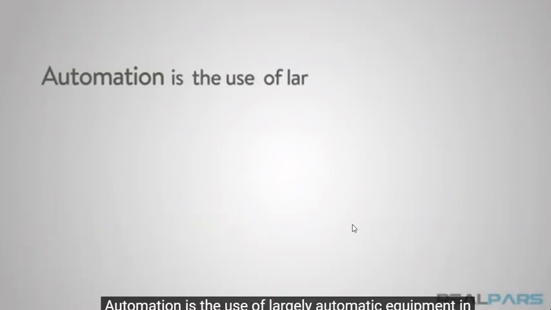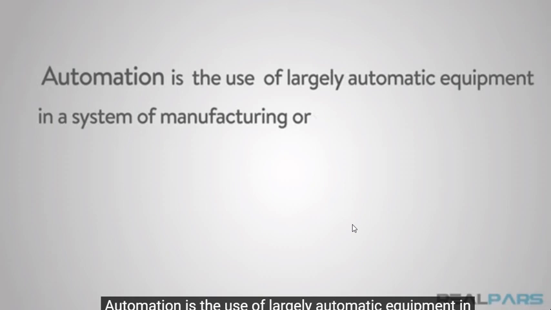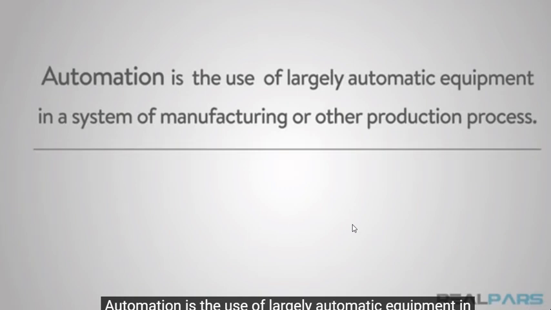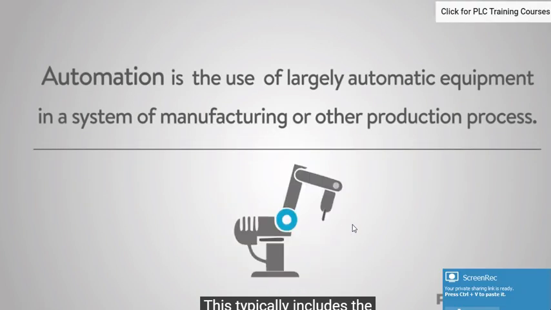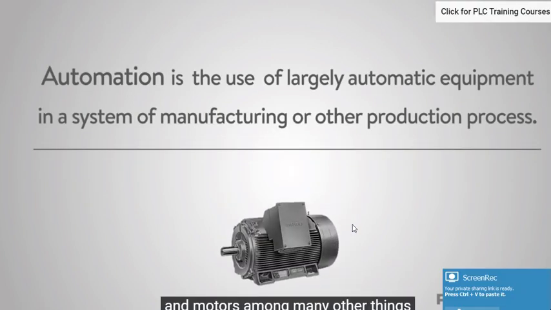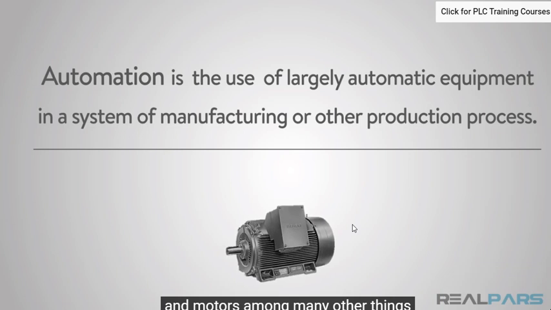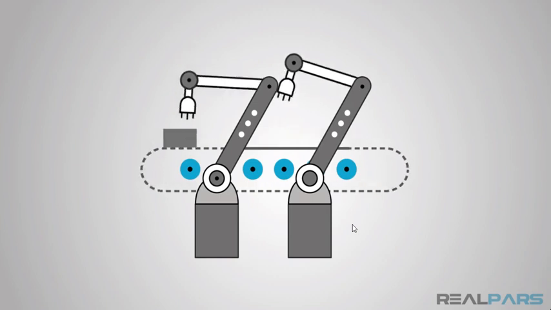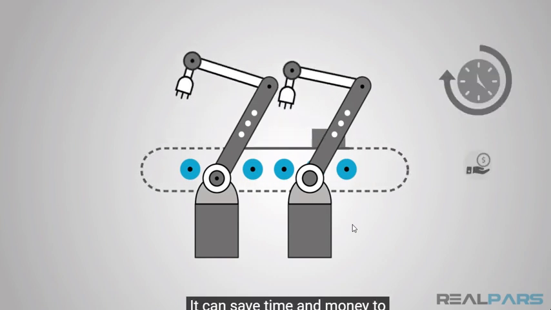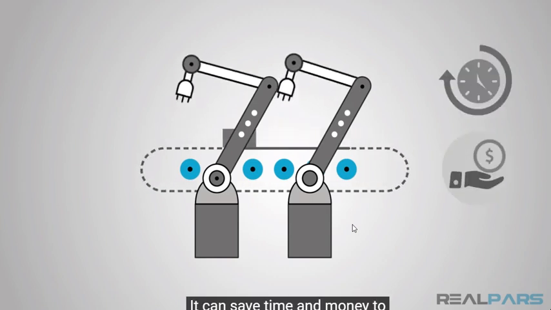This video tells what exactly automation is. Automation is the use of largely automatic equipment in a system of manufacturing or other production process. This typically indicates PLC, sensors, robots, motors, and many other things for which the automated process must happen. It can save time and money for the industrial process.